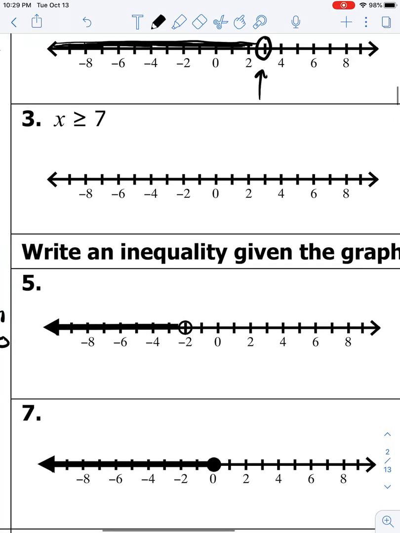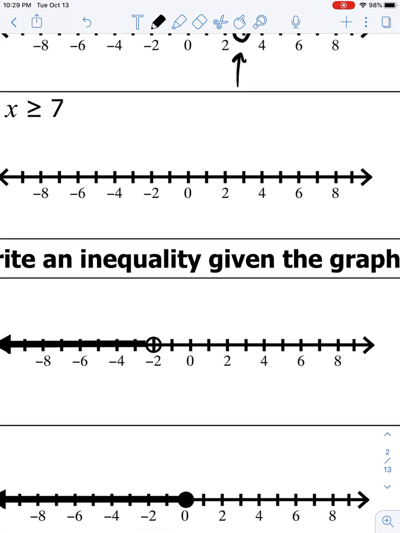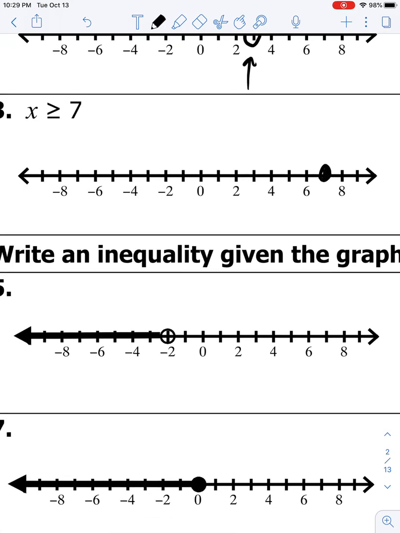All right. Number 3. So you can see that this actually has a line underneath the sign. That tells me that it's a closed circle at 7. All right. So closed circle at 7. That would be a closed circle. Big mouth is facing the X. So we're going to shade to the right. This way.